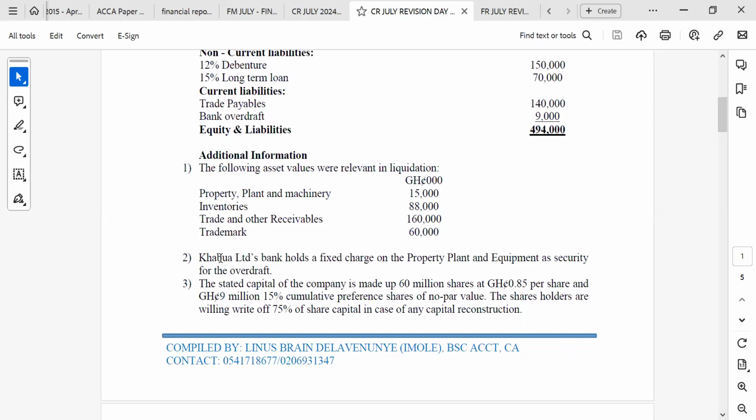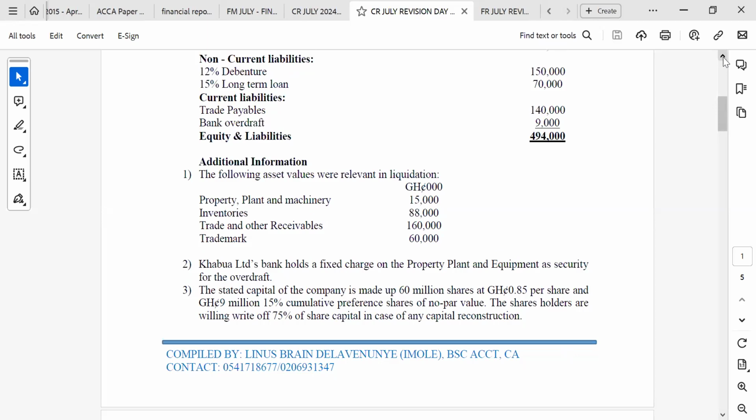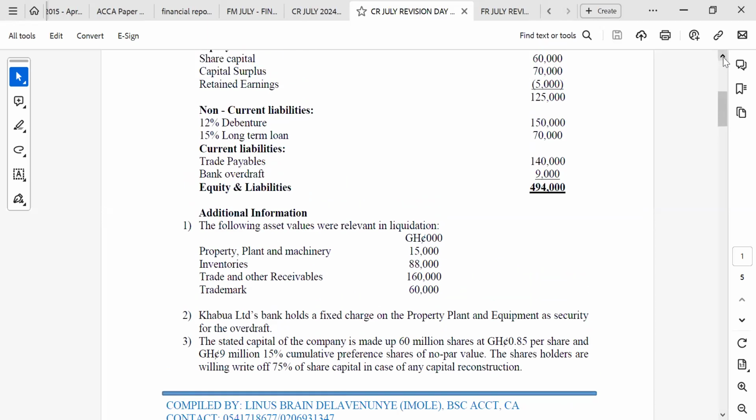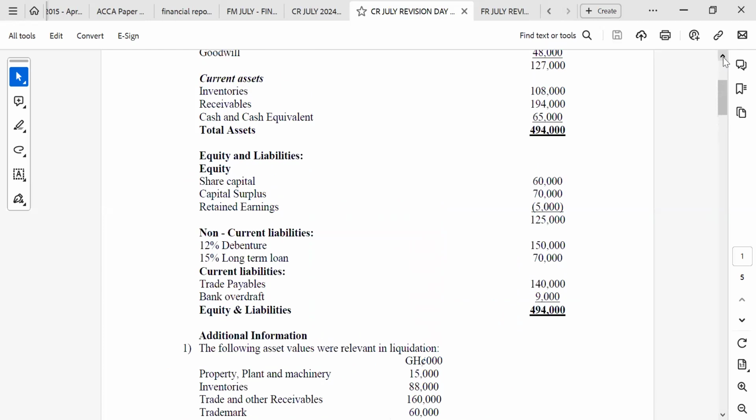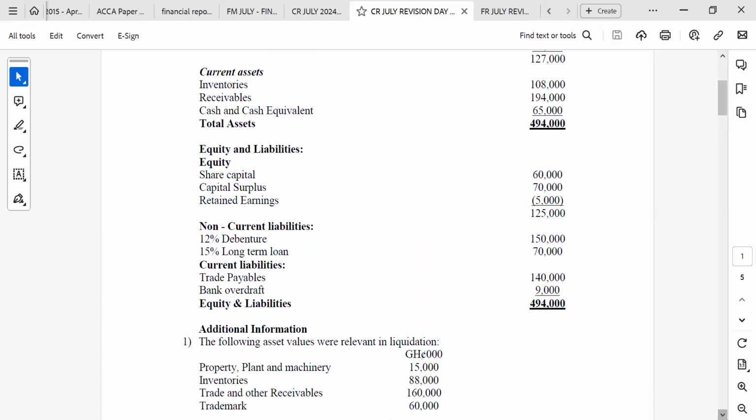Let's come here. The point 2. Cabos Limited Bank holds a fixed charge on the property, plant, and equipment as a security for the overdraft. So the first distribution will be given to the overdraft. What is the overdraft? What is the amount for the overdraft? 9,000. Okay. 9,000. How much are we selling the property?